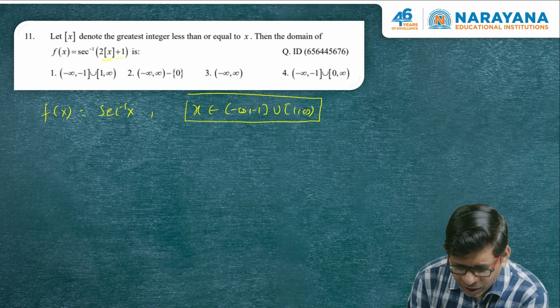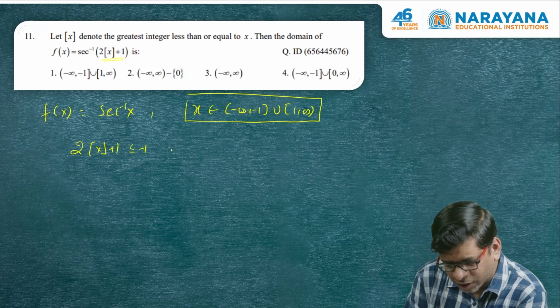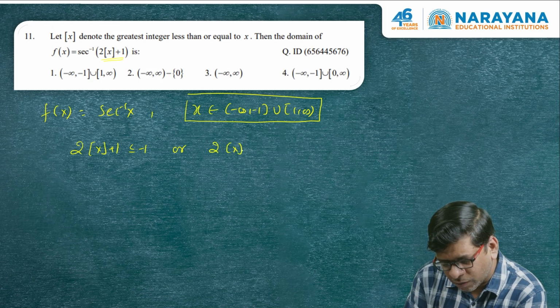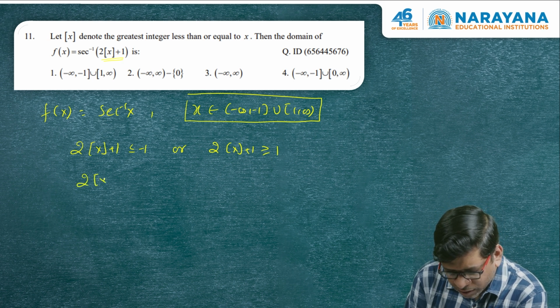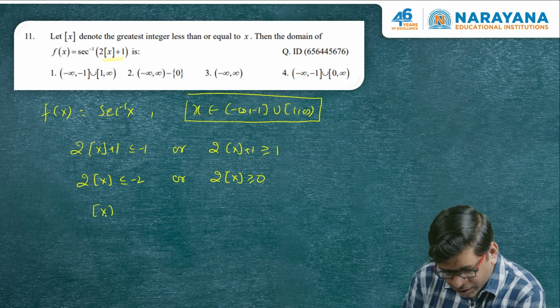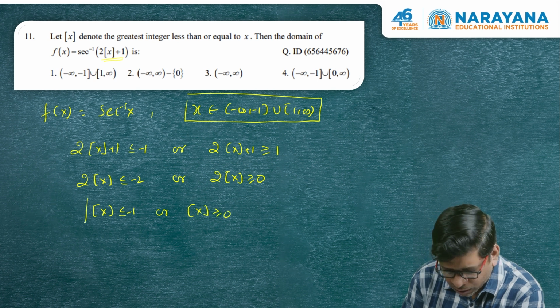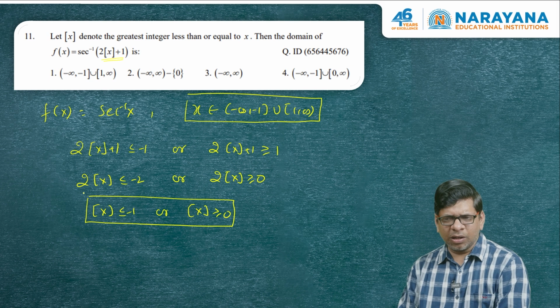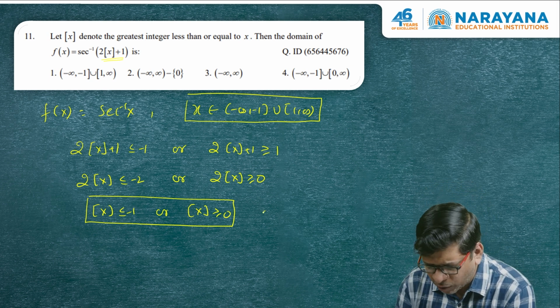In place of x, it is given [2x] plus 1. So |2x+1| less than or equal to minus 1, or |2x+1| greater than or equal to 1. From here we'll get [x] less than or equal to minus 1 or [x] greater than or equal to 0, which is obvious because any integer value of x is either less than or equal to minus 1 or greater than or equal to 0. So definitely x belongs to R.